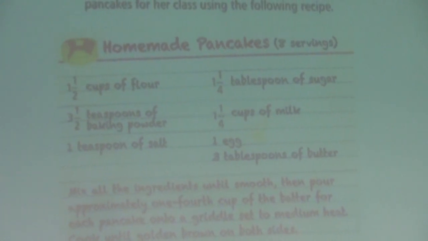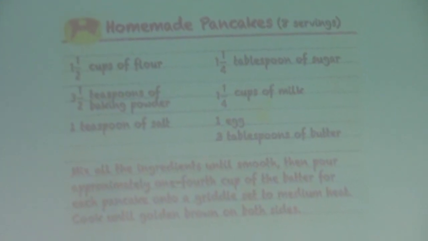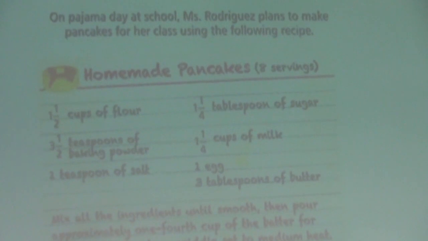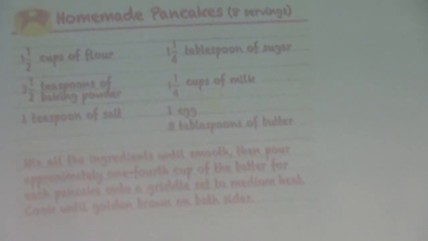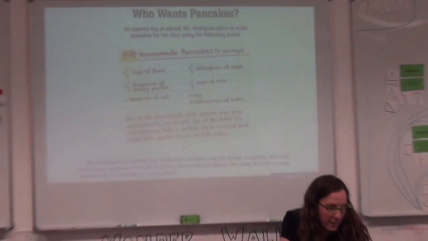Ms. Rodriguez actually has 24 students in her class. So she's trying to figure out how she can make this recipe make enough pancakes to feed all 24 kids in her class.